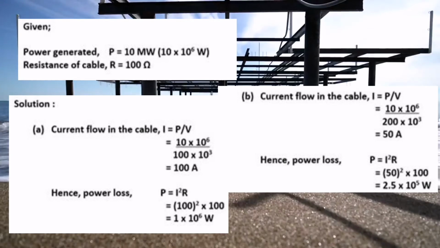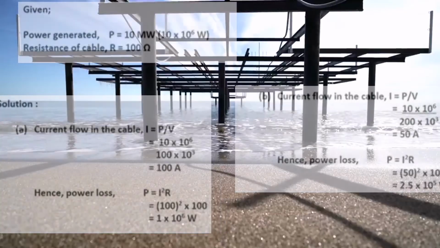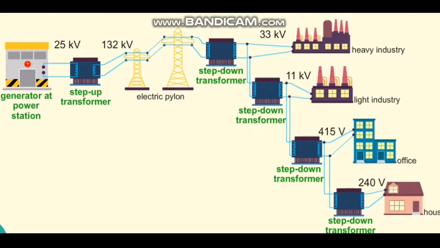Hence, the power loss will be, again, apply P equal to I squared R. So it will be 2.5 times 10 to the power of 5 watt. So we have worked on how, by transmitting the electricity at low current but high voltage, we're able to reduce the power loss in the cable.